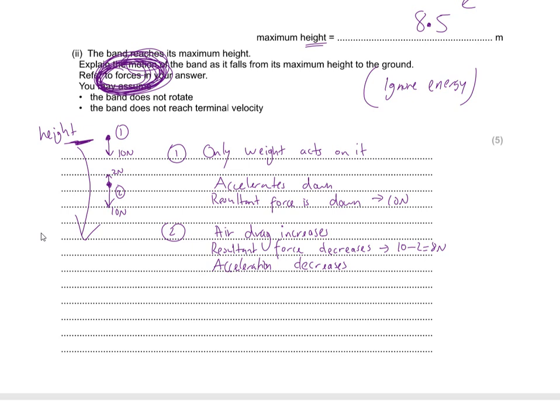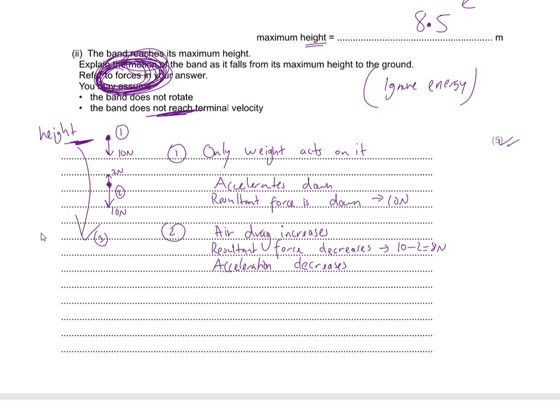Okay, does it make sense? Fair enough. And this should be enough to get our full marks. Now, why is this enough? Because the question says does not reach terminal velocity. So we're going to stop there, because the third point is the one that's going to reach terminal velocity. We don't care about that.